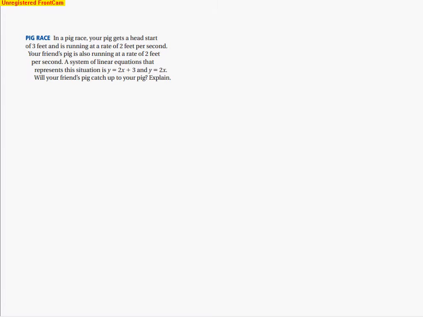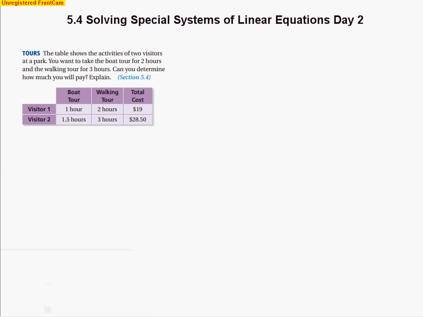These are some problems from Chapter 5, Section 4, titled Solving Special Systems of Linear Equations, day number 2. So remember when we solved special systems, we had two different types of answers. We had some answers when we had parallel lines, and if we had parallel lines, those lines don't cross. So parallel lines signified that we had no solution. There was no possible way to make that system true.